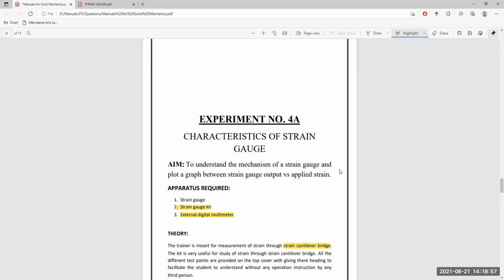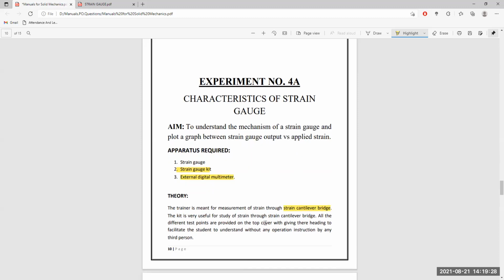That load is supposed to be carried by the wall itself, because generally no other support is available. But it is possible to apply different types of support and different types of load, like a point load, a uniformly distributed load, or a distributed load that is not uniform and varies from one end to another, like this. Now, this kit is useful for strain gauge measurement through the strain cantilever bridge, to calculate the strain.